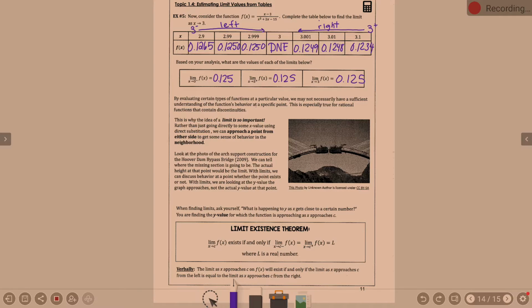Okay? So tables are definitely something you'll see when we start looking at AP problems. You'll see tables. They do a lot with tables. They love tables. Okay? Multiple choice, free response. So we have to be able to work with them. Although, in all honesty, the table would probably be filled out ahead of time.